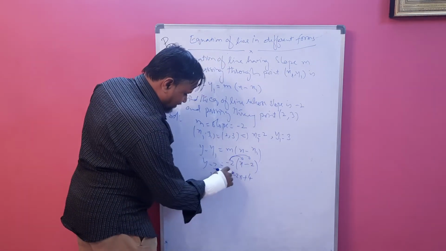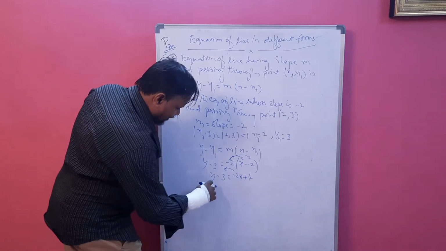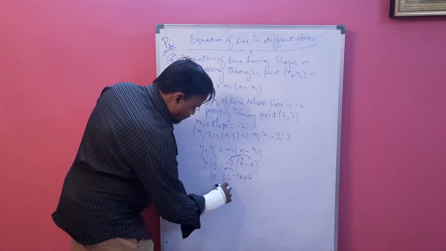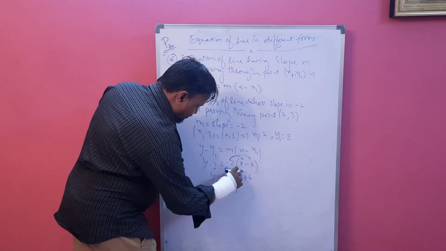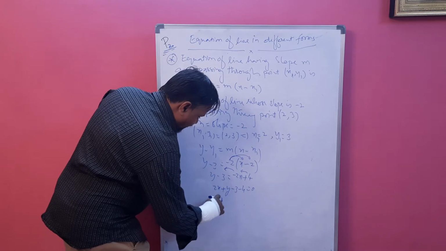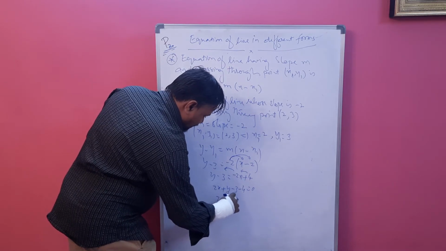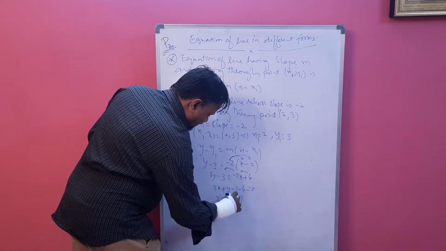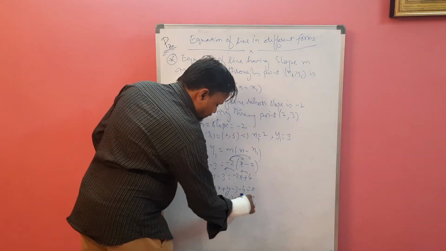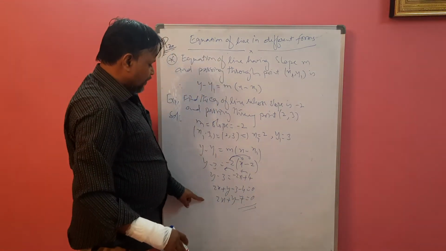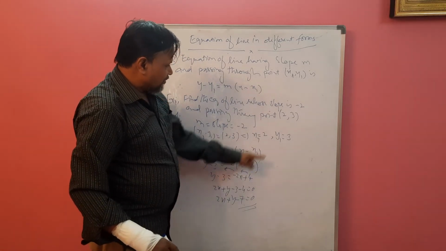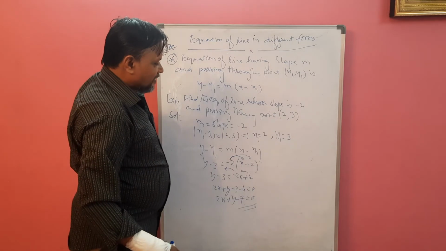Now move this side. You will get the equation 2x plus y minus 3. Again move this number to this side, minus 4 equal to 0. 2x plus y minus, both numbers are minus, add with the negative sign, it is minus 7. This is the equation whose slope is minus 2 and this line passes through the point 2 and 3.